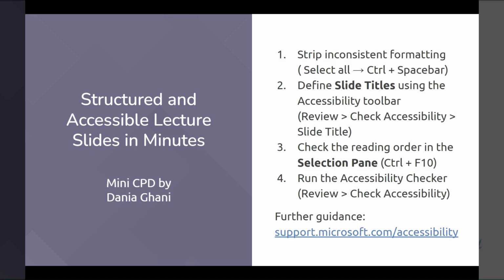So to summarize, we've gone through 4 different methods. Initially, we stripped the formatting. We then defined the slide titles using the accessibility toolbar. And then we checked the reading order with the Selection Pane. And finally, we ran an accessibility checker at the end.